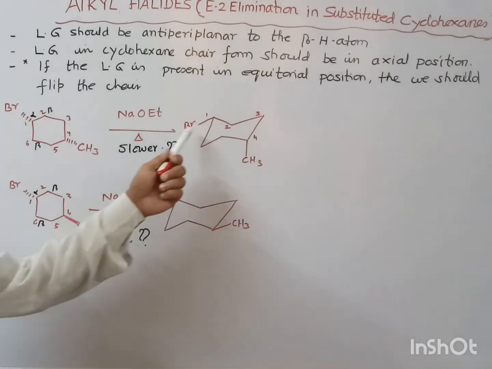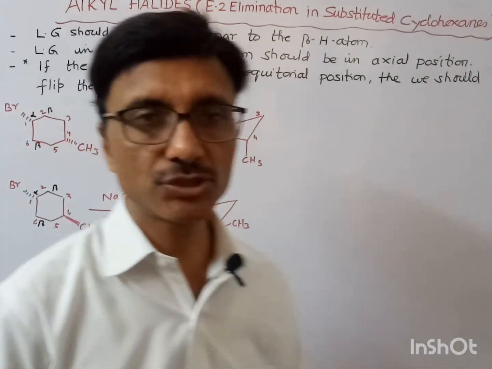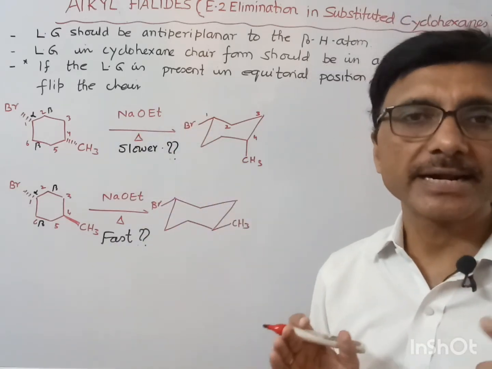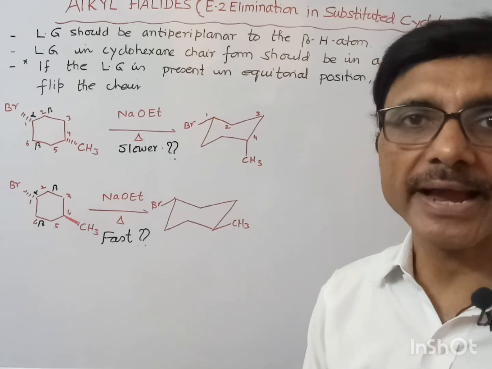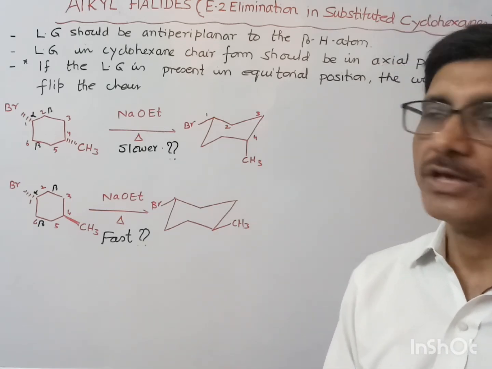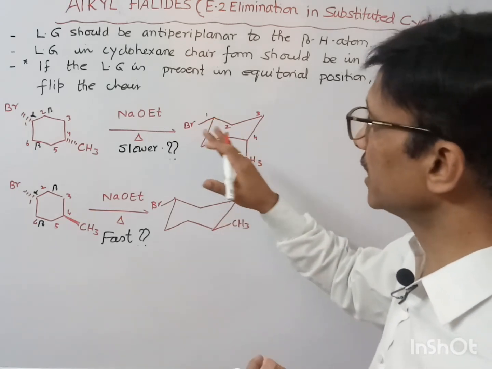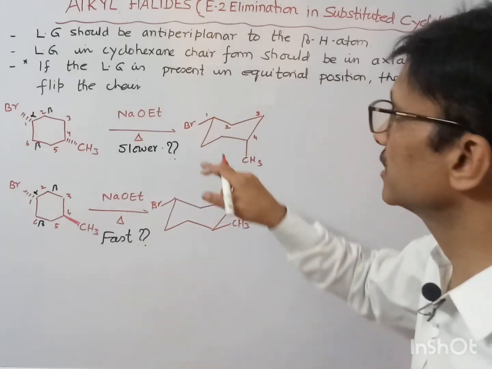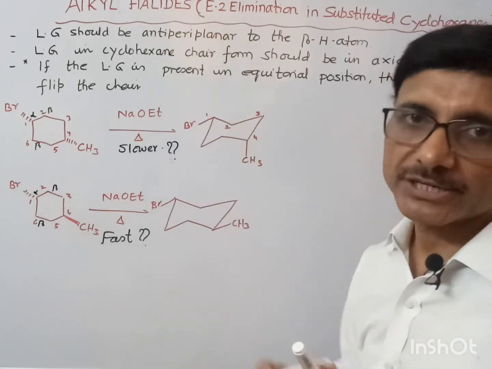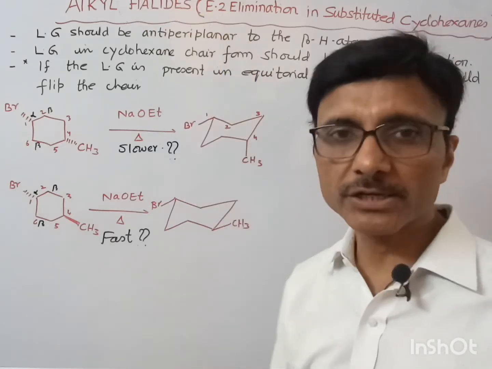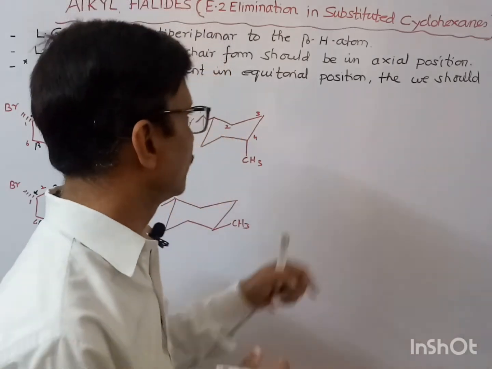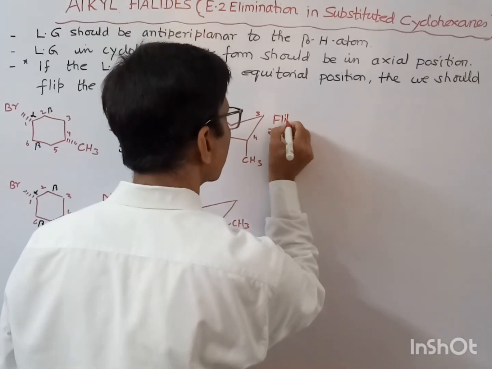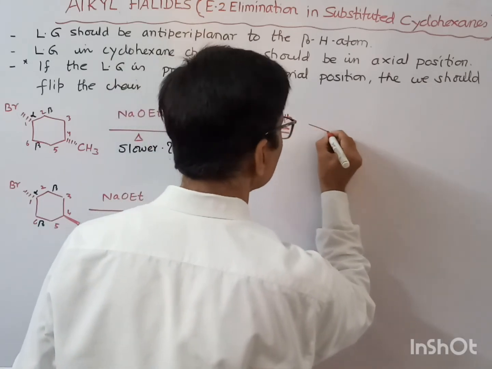Now, as this bromine is present, these two bromine are in equatorial position. That's why we cannot see the anti-periplanarity. We cannot get the product until you write it in a flipping form where the bromine is in axial position. So that's why to write the product, we should write it in a flip form. So let's flip it. And after writing it in flip form, what you will get?